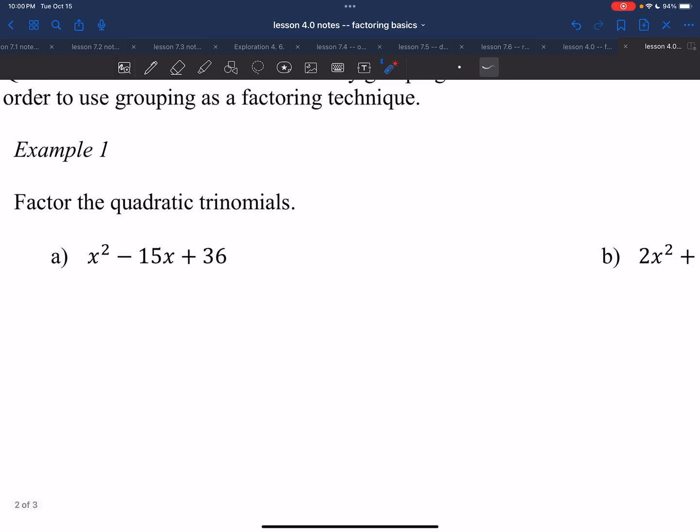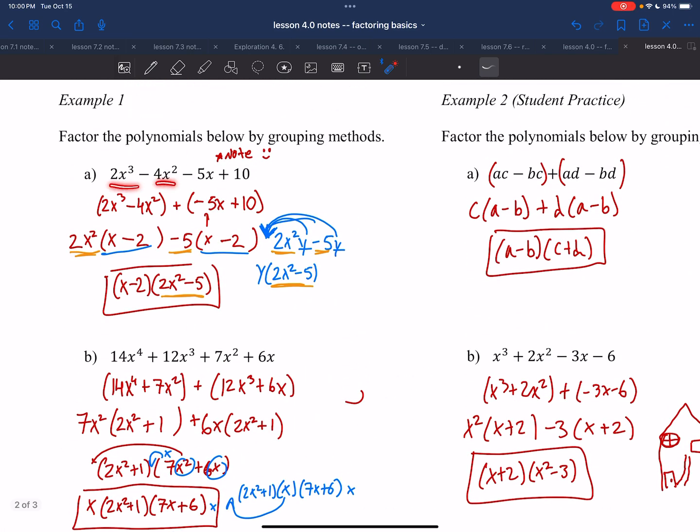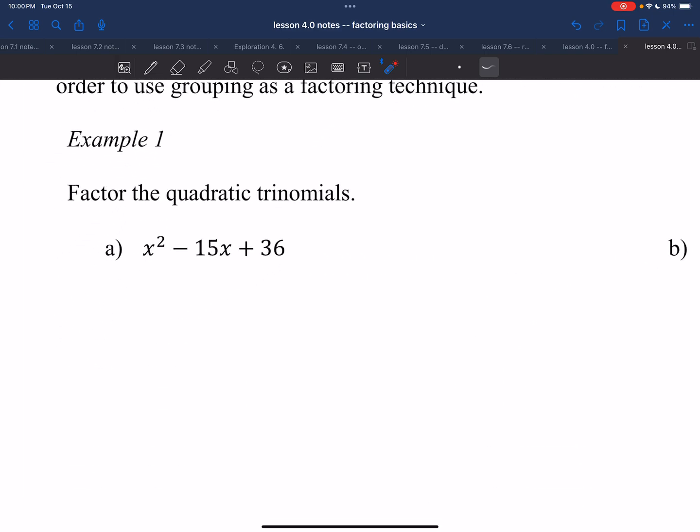So if you look at all the practice we were doing, all of these had 1, 2, 3, 4 terms. You can do grouping with something like 5 terms, but right now we're just focused on 1, 2, 3, 4. The problem with the trinomial is it only has 3. And so it would be really nice if we had 4 terms somehow so we could do grouping on it. And I say, well, there is a way to do that.